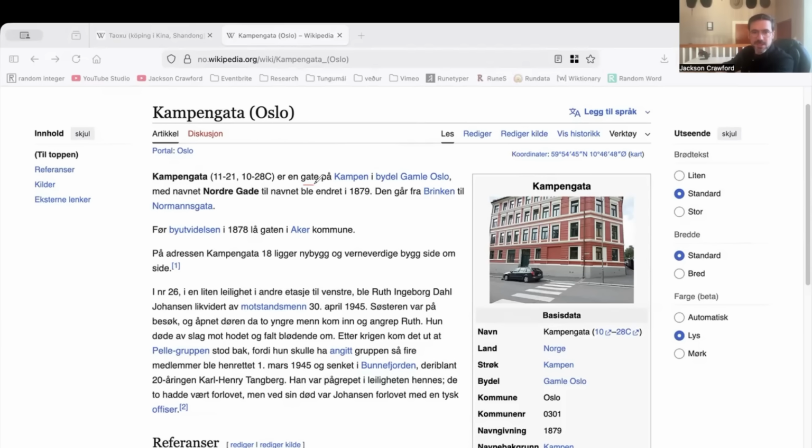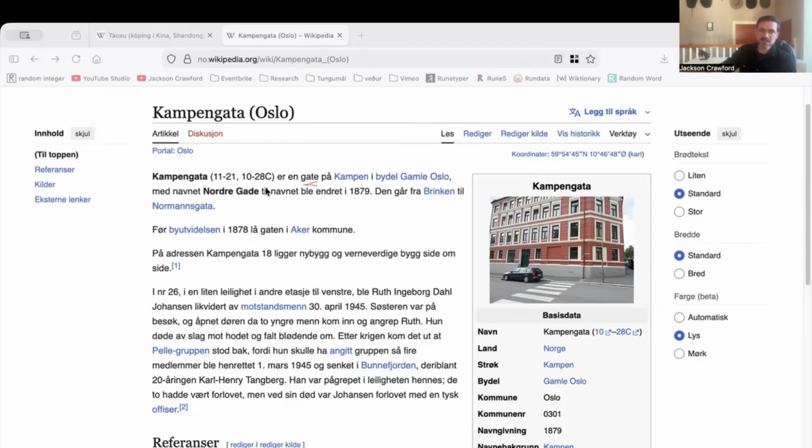For example, gata means street. Now, we don't use that in English to mean street, except in place names that come from places that were settled in the Viking Age or early Middle Ages by Scandinavian speakers. There's plenty of places in Yorkshire that have gate at the end, and that just means street.